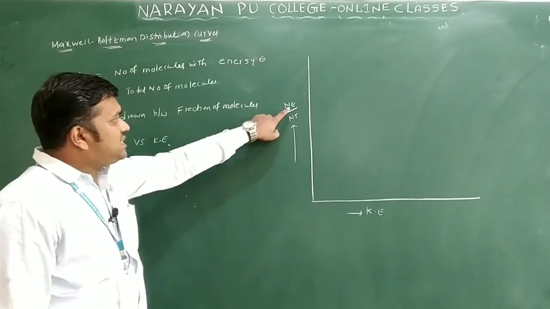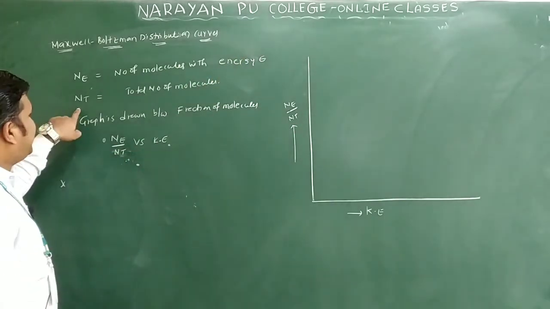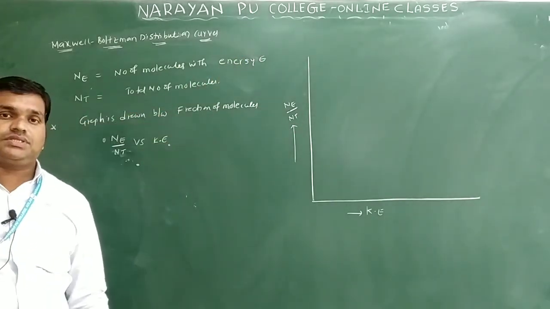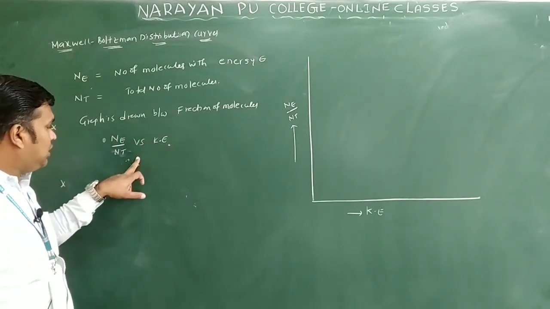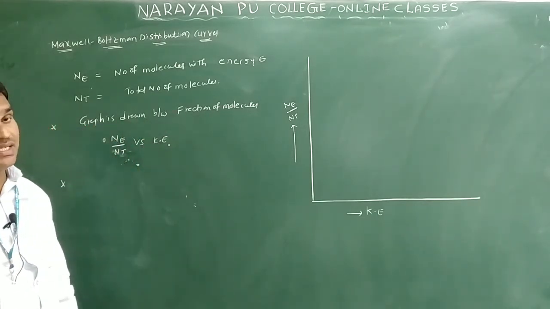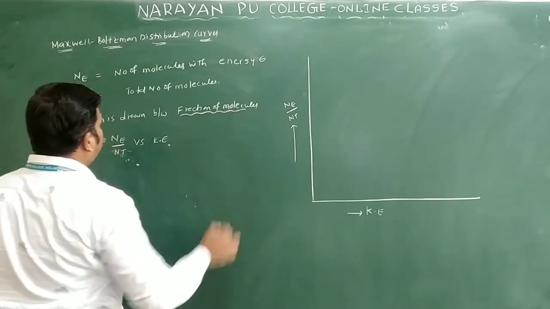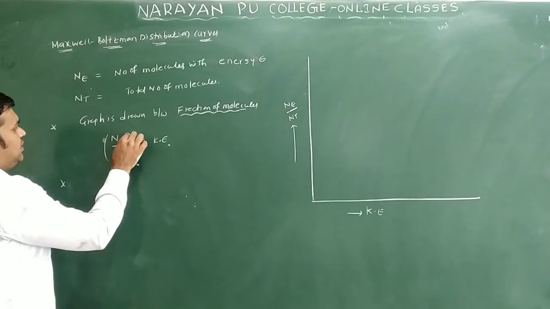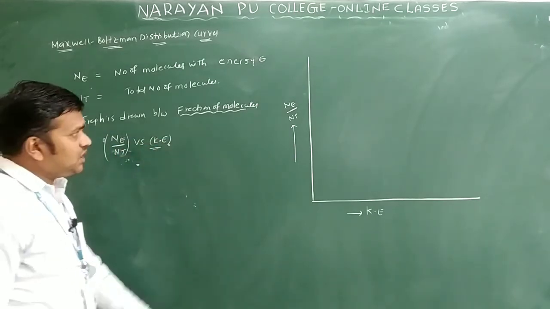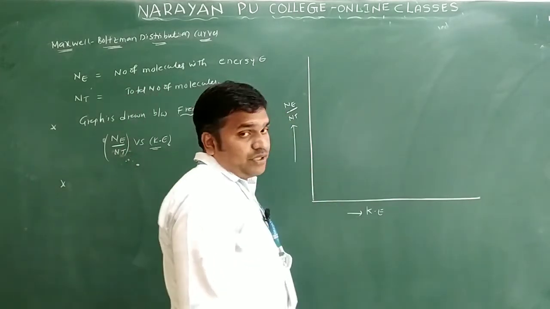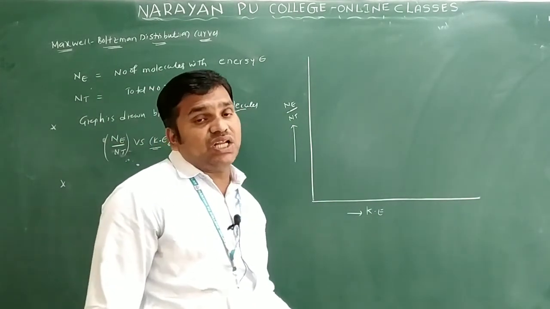So what is Ne? Ne is the number of molecules with energy E. Nt is the total number of molecules. The graph is drawn between the fraction of molecules, that is Ne by Nt, versus kinetic energy. This Ne by Nt is what you are calling the fraction of molecules, versus kinetic energy. So this is the graph we have, Ne by Nt versus kinetic energy.